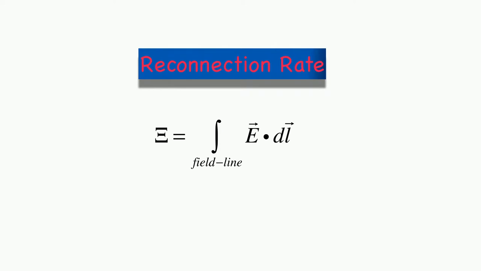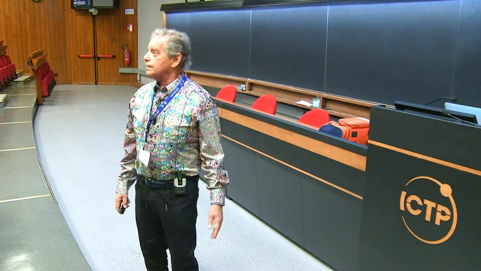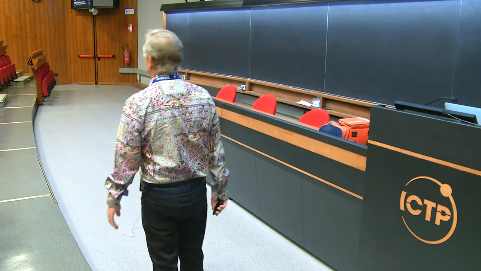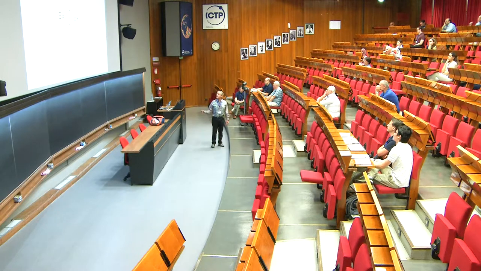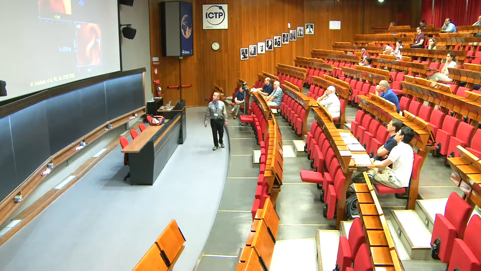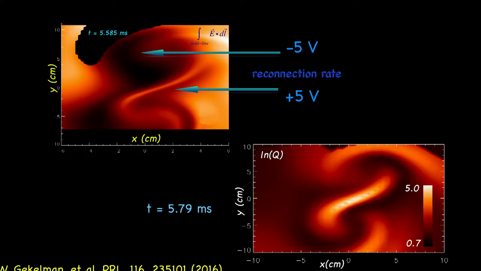The reconnection rate, this is the definition of it, is essentially an induced voltage from Faraday's law. When you annihilate B field, you get an electric field. And then E dot dl is the electric field integrated along a field line. I'll tell you in a minute how we get the electric field. But if you do this integration along field lines, you can get the reconnection rate. So that's shown on the left there, and the reconnection rate is 5 volts.